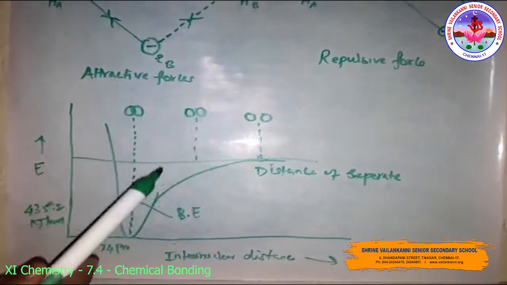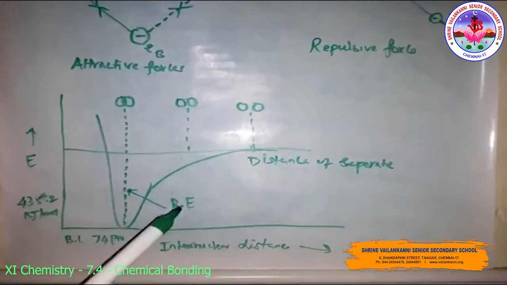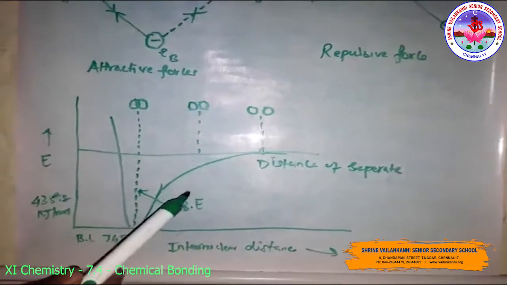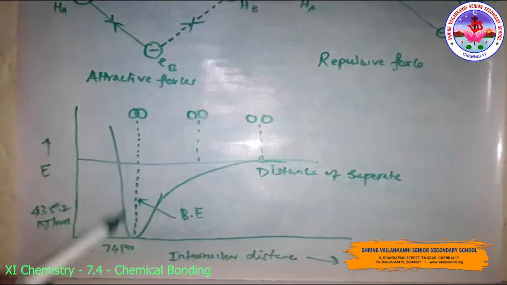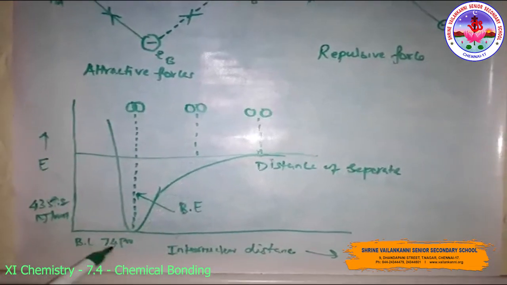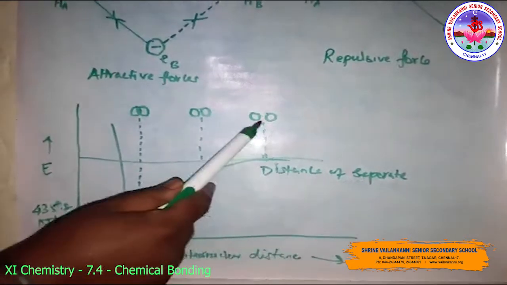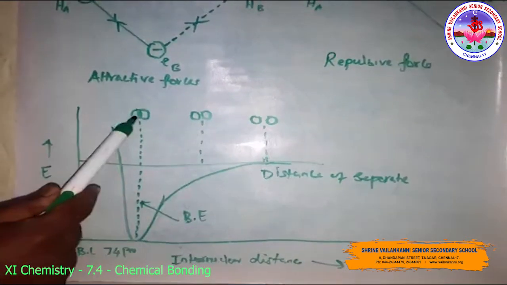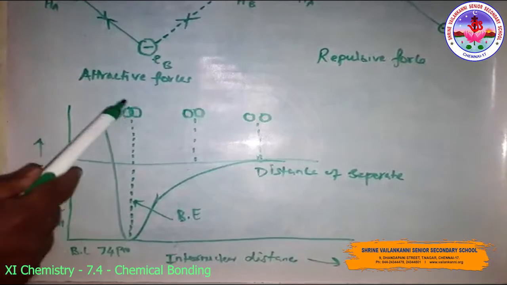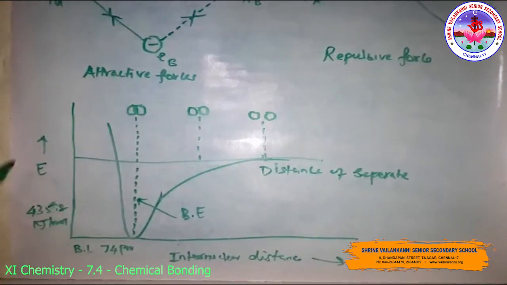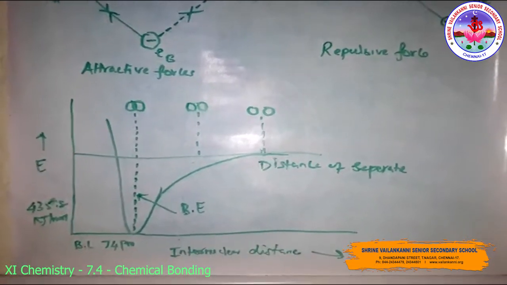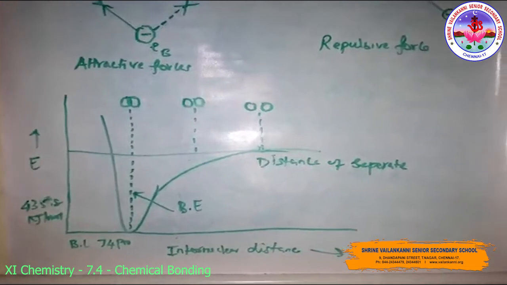The minimum in the curve corresponds to the most stable state of hydrogen. Okay, this is bond energy, this is bond length, and this is the distance of the separate atoms. That is hydrogen now overlapping here. That means joined here. This is energy versus the internuclear distance.